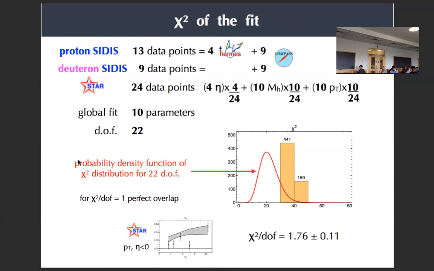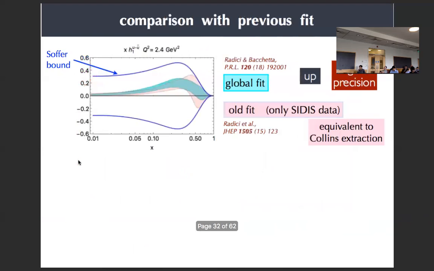So this is a sort of graphical representation of the fact that we do not get chi-square per degrees of freedom equal to 1, but we get 1.76 plus minus 0.11. Okay? And most of this chi-square contribution comes from the tension between our replicas and the STAR data for the distribution at forward rapidities. Okay, so how does the transversity look?